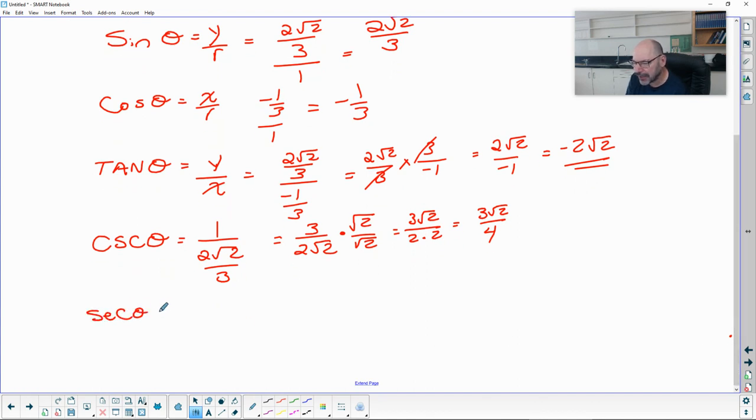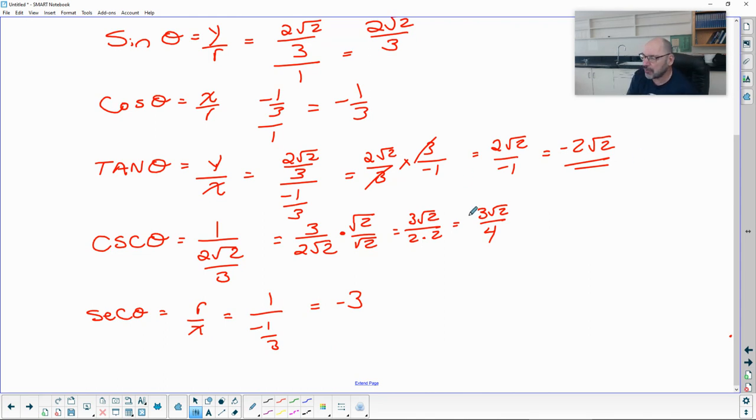Secant is the upside down, that's r over x. In our case, we're just going to take this, flip it over, 1 over negative 1/3. Okay, we know that that is negative 3. That one's a little bit easier to do. Okay, and the last one is to do cotan, which is going to be this thing flipped over here.